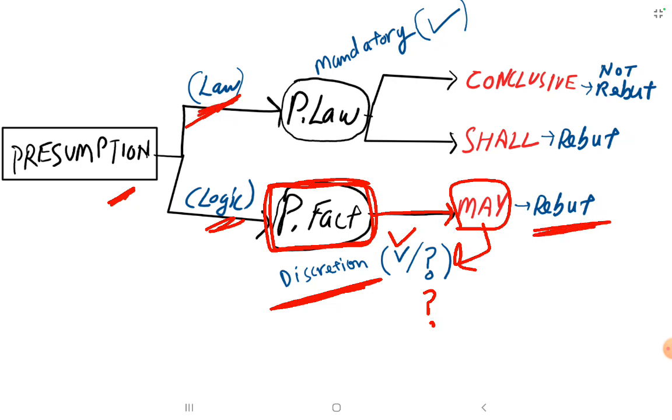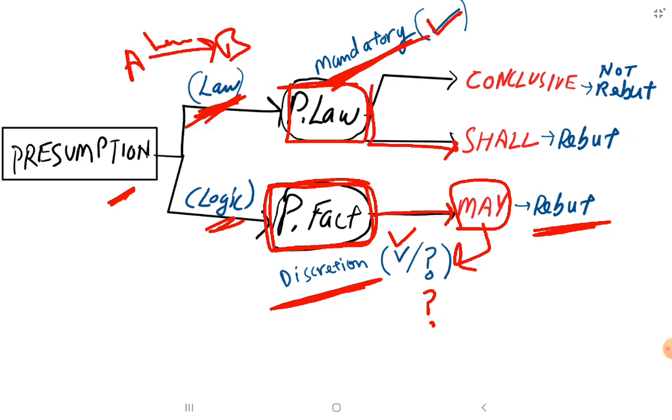Another one is by law. If in law it is written that on the existence of A you have to presume B, then it is mandatory for the court to presume it. The court doesn't have the choice to call for proof of it. So presumption by law is known as presumption of law. It is of two types. One is shall presume and another one is conclusive proof.